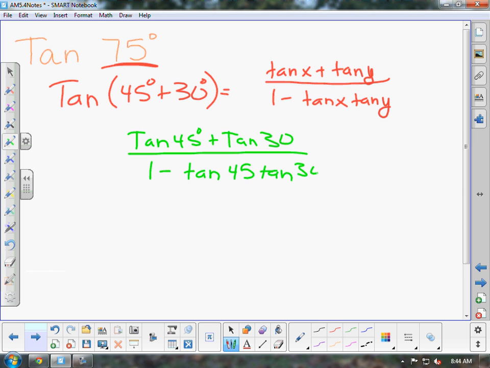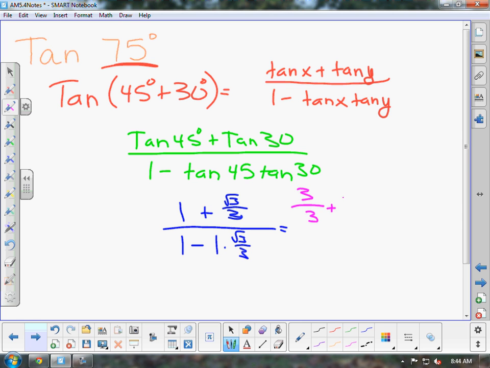tangent 30. And so then figuring all these out, tangent of 45 is 1. Tangent of 30 degrees is the square root of 3 over 3. And 1 minus 1 times the square root of 3 over 3. And so then you have to do some simplifying. For the numerator here, you need a common denominator, which would be 3. And it would be 3 plus the square root of 3 over 3.